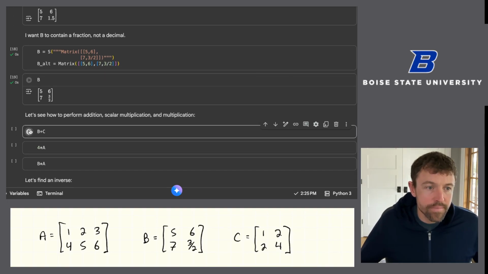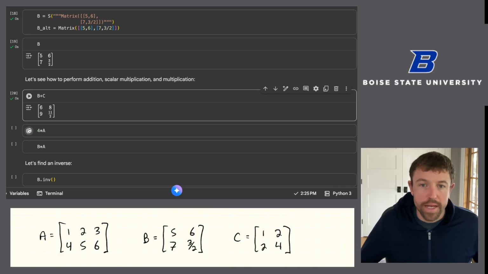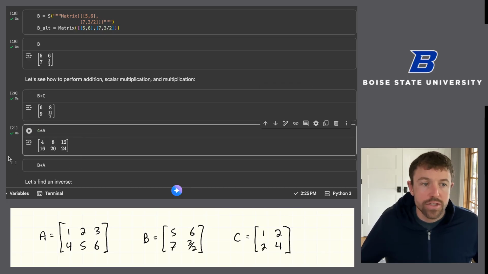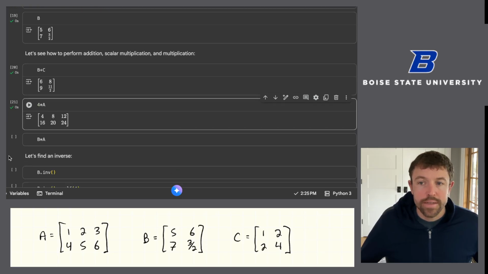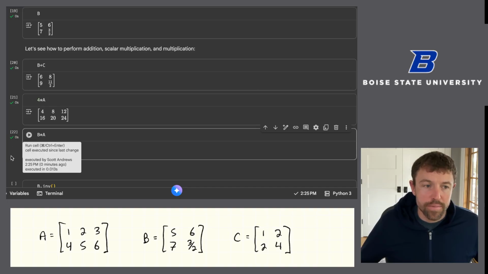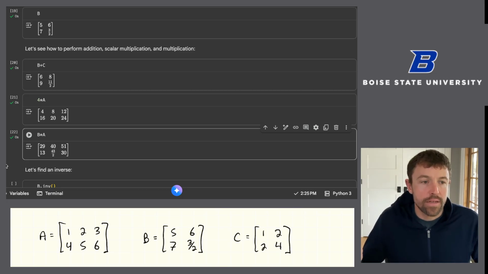So addition and scalar multiplication are the same and will work nicely, right? So we get 11/2, which is, we're trying to do symbolic operations. Multiplying A by 4, we get the same thing. Here's where things are tricky. Multiplication in SymPy is the asterisk, which is kind of what it should be, right? So in NumPy, you have to use the @ sign to multiply. In SymPy, you have to use the asterisk.